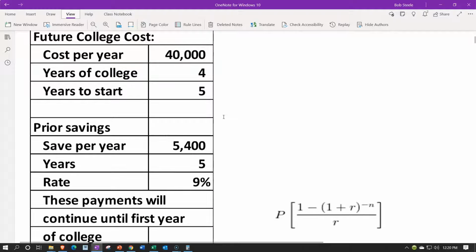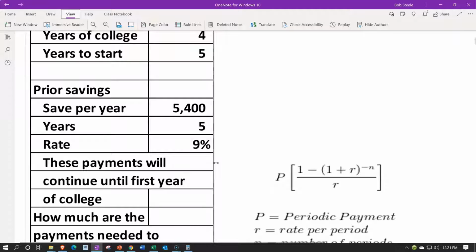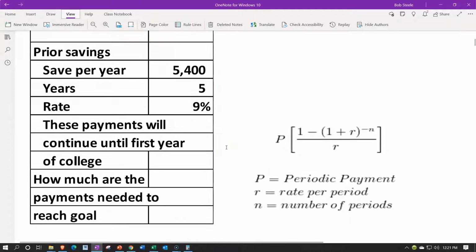And then we also have started saving in the past. So we thought about this in the past. We're imagining we started to put in $5,400 per year for 5 years up until this point in time at a rate of 9%. We're going to assume that this annuity that already had been going for 5 years will continue to keep going until the college start date, which is still 5 years from today.